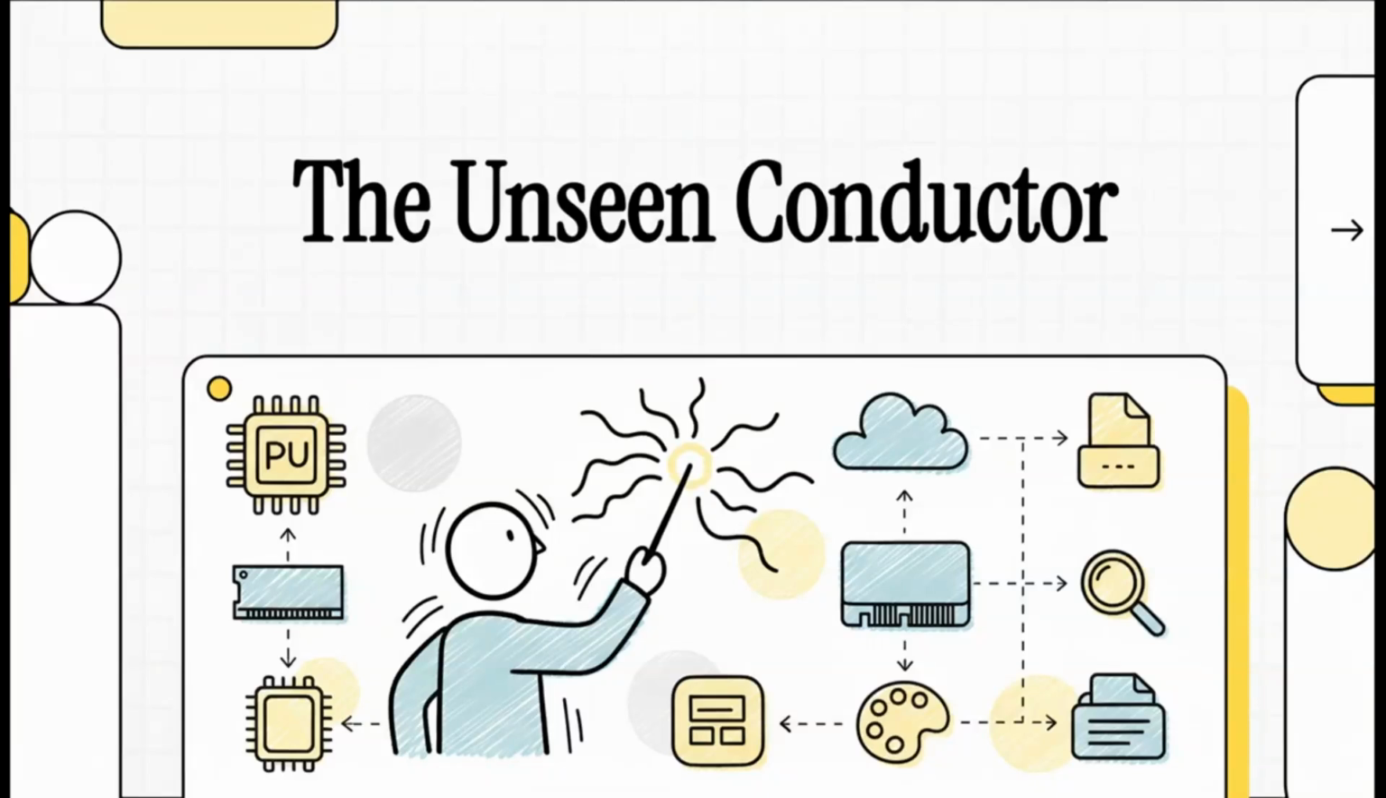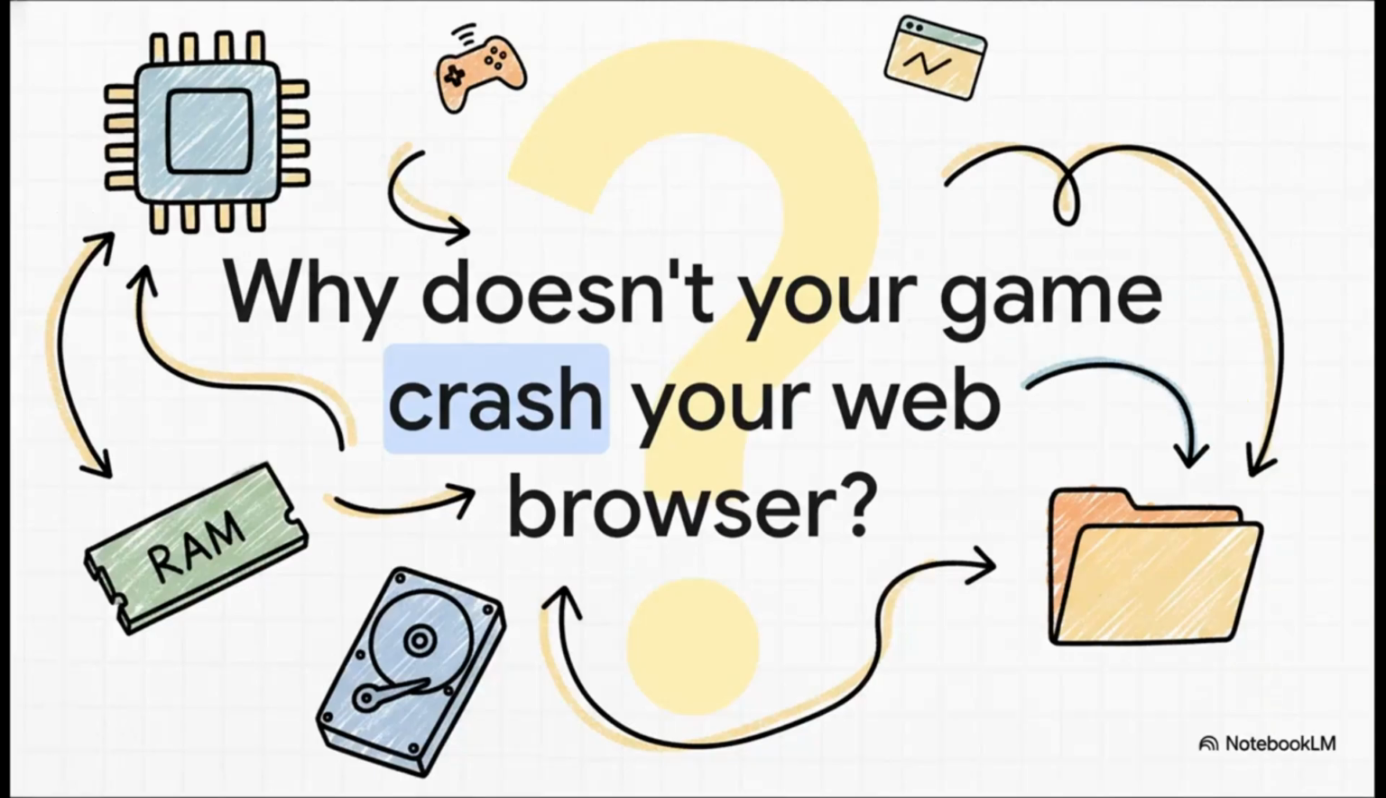Welcome to the Explainer. Today, we're pulling back the curtain on the most important piece of software on your computer, your operating system. It's the invisible conductor, orchestrating this whole symphony of hardware and software. And without it, your computer would just be a box of silent, useless electronics. So let's just dive right in with this question.